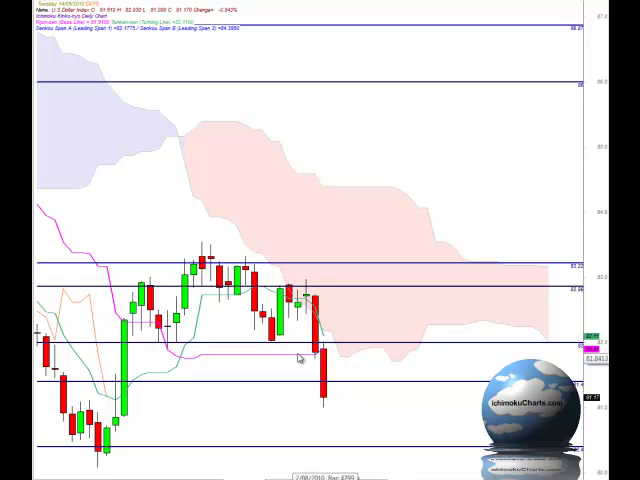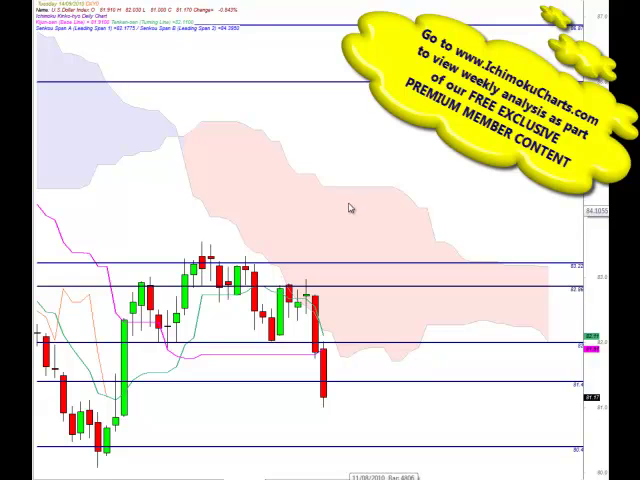Now, the market is trading down below all three of the Ichimoku indicators that we concentrate on. It's trading down below the cloud, which means that it has an overall negative bias in the long-term time frame. The market's also trading down below the Kijun-sen and Tenkan-sen, which means that it has a negative bias in the medium-term and fast-term time frames.